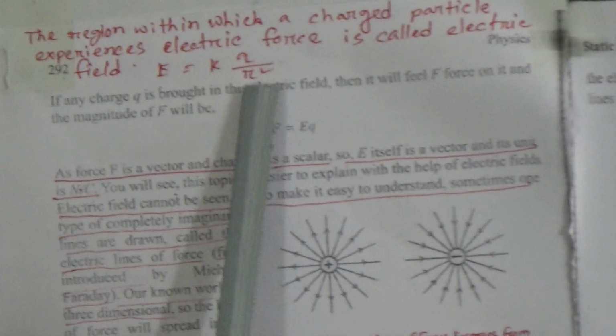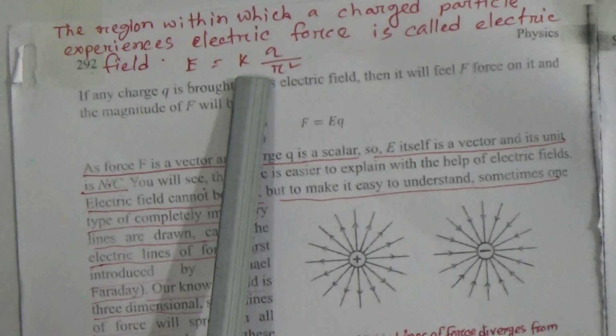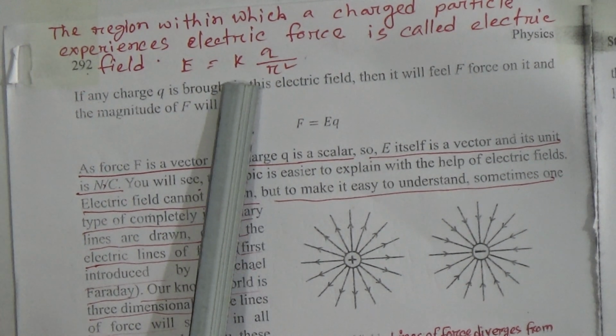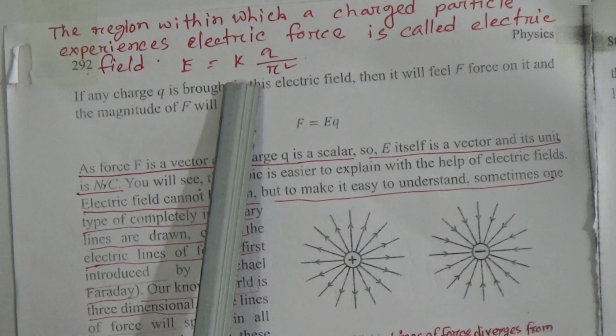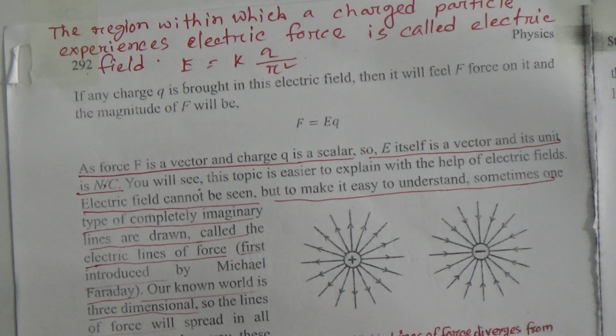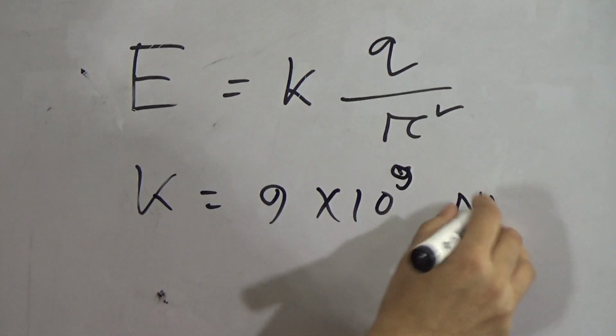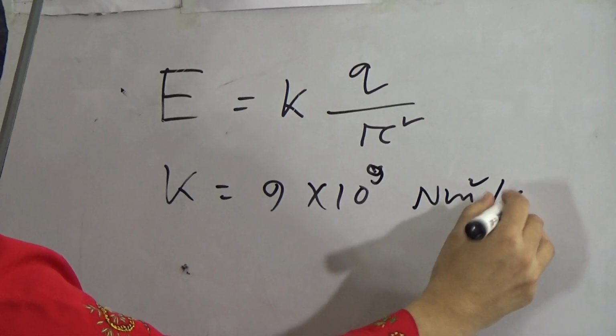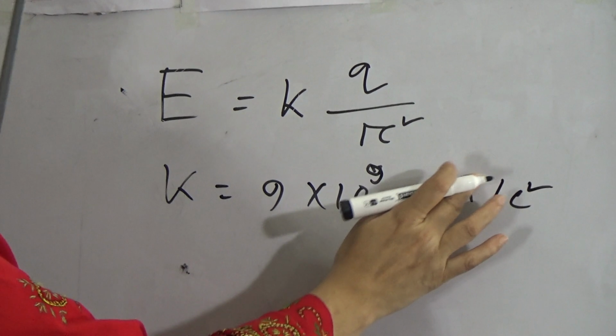Here Q is charge, R is distance and K is a constant. The value of this constant K equals 9 into 10 to the power 9 Newton meter square per coulomb square.